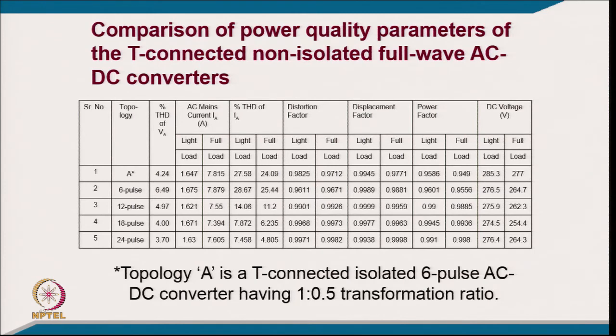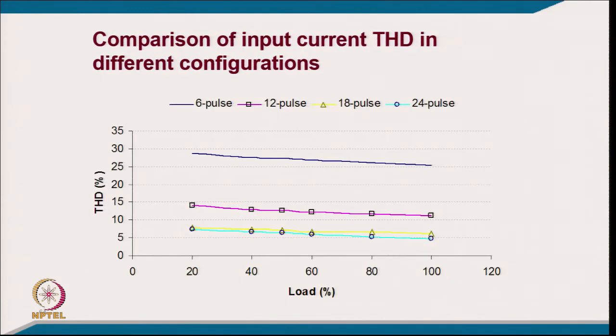And then you can call it how the THD varies, corresponding to the current, starting from 6 pulse at full load, how it goes to 4.8% from here to here, from 6 pulse to virtually going to 24 pulse, like in these full wave converters of T connected type. And then the THD corresponds to, you can call it, 24 pulse for blue, then 18 pulse, then 12 pulse, and then 6 pulse.